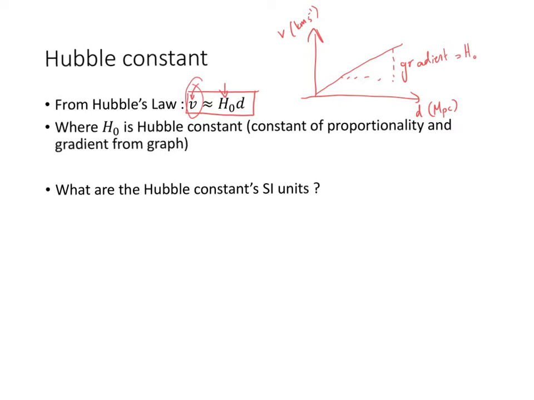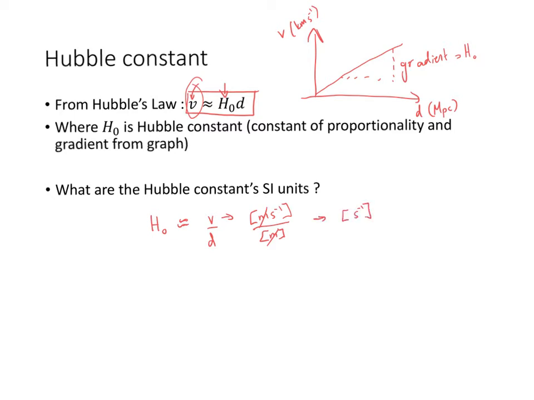So what are the Hubble constant's SI units? Now, I'll rearrange the equation to make Hubble's constant the subject. So we have speed divided by distance. We usually know that speed is given in meters per second, and that distance is given in meters. So the Hubble constant SI unit will be per second.